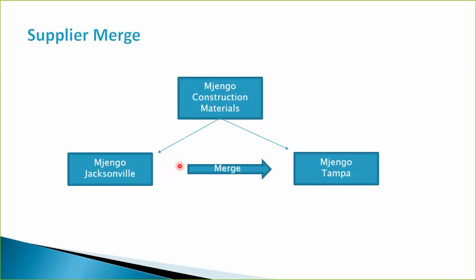So you would do a merge, and all the documents belonging to Mjengo Jacksonville, the ones that you pick, will be moved to Tampa. So you can move the invoices, all of them, or the unpaid ones. If you do the merge, all the payments associated with your invoices will also be merged. And of course, purchase orders if you are using the PO module.